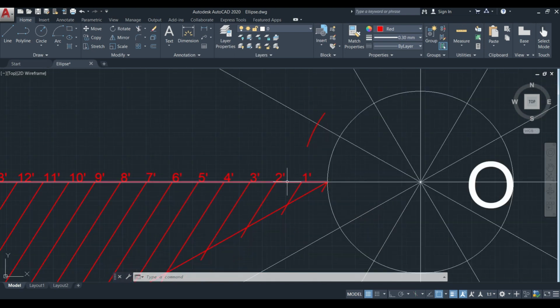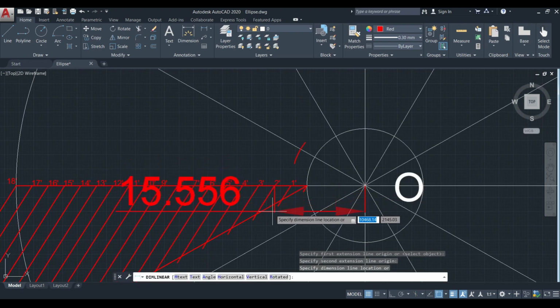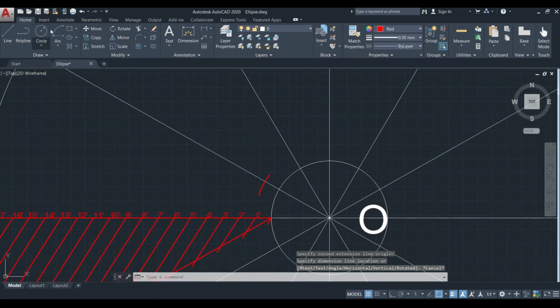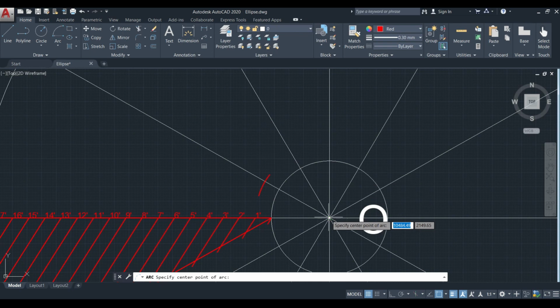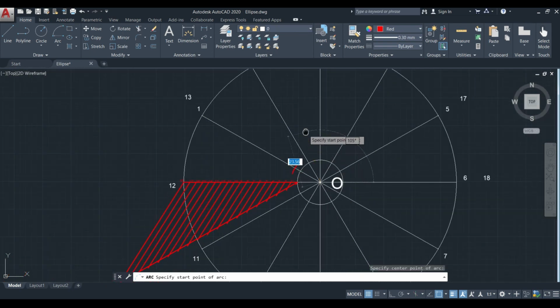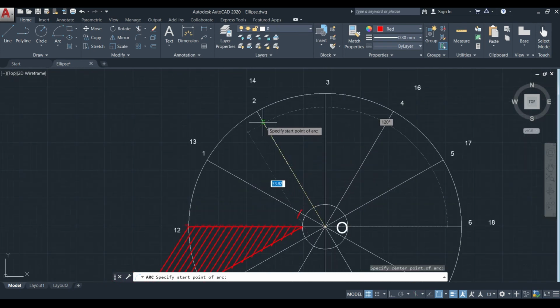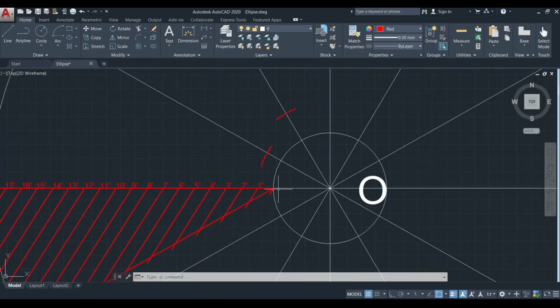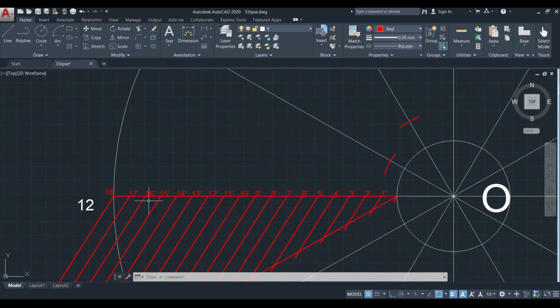Now we have to measure the distance between O and 2 dash. This procedure is the same as in the previous one, that is 15.556 here. With that particular distance of 15.556 mm, we have to draw an arc with the center O on the straight line O2. Now repeat the same procedure for the remaining points on the straight line.